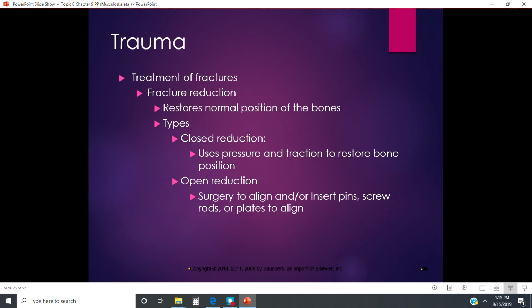But an open reduction is the term they use if a surgical intervention is necessary, right? So they may even have to insert a pin, a screw, different plates and rods, that type of thing. You see that a lot when somebody has a comminuted fracture where there's multiple fragments. Okay, and that's the treatment of fractures.